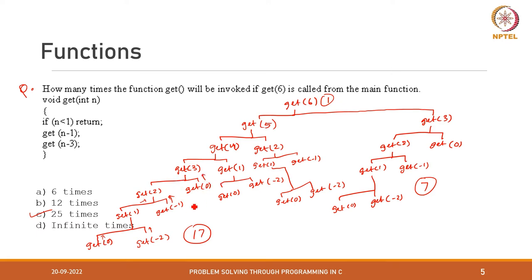Alright, so the total number of times that the get function has been invoked here is 25. Does anyone have any doubts here?